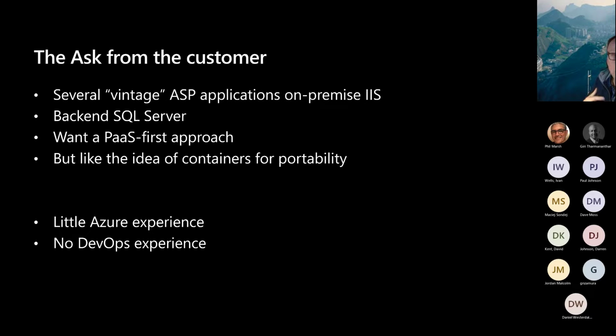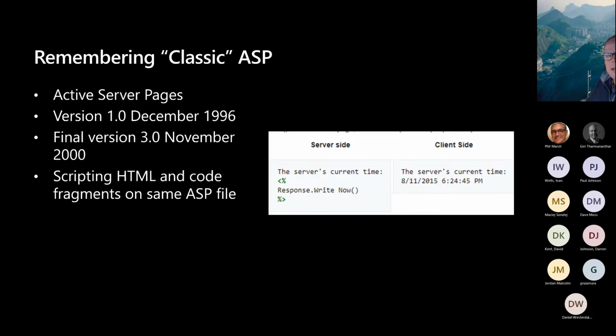So that's kind of a good thing. And we're quite good at operating infrastructure at scale. Everybody else is also quite good, but we do a lot of it, so doing stuff at scale is kind of easier for us. The other thing is that this customer, besides little Azure experience, had no DevOps experience either. So, remembering classic ASP, it was never called classic ASP in the old days, just like classic Coke wasn't called classic Coke. It was just called Active Server Pages.